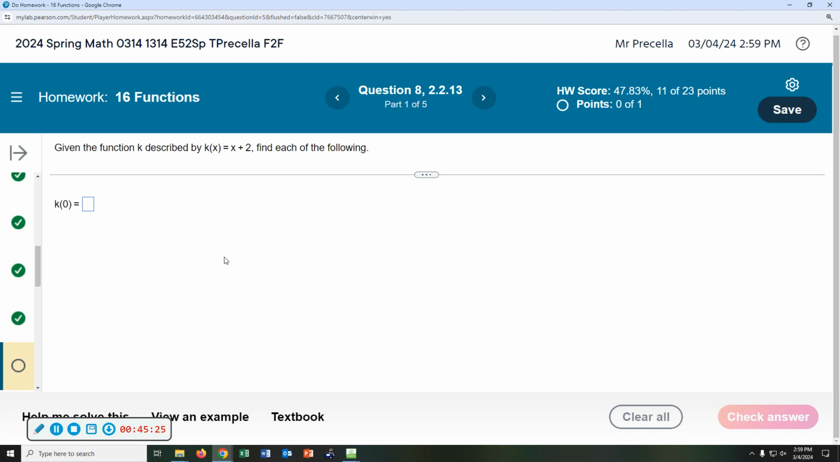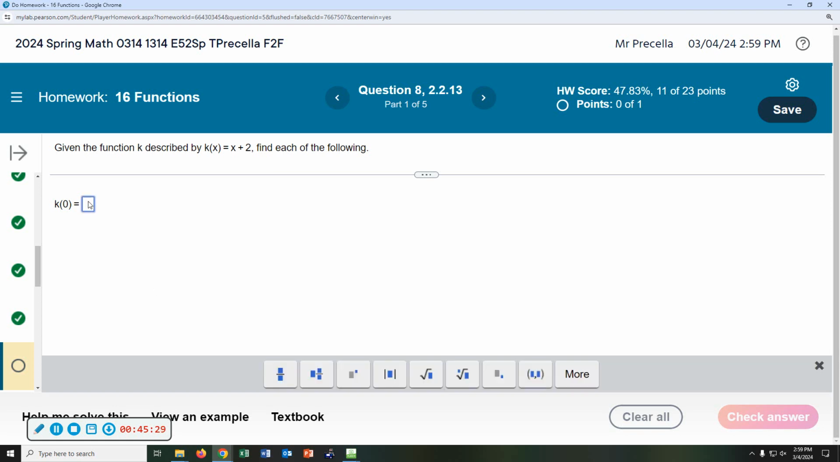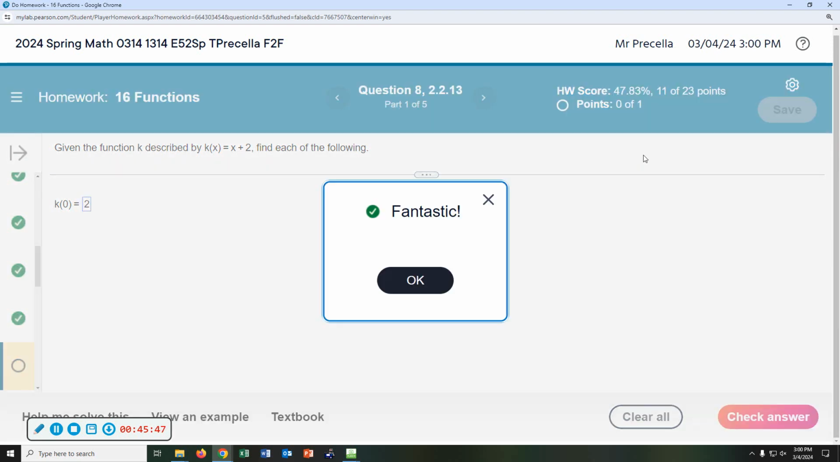And they want us to find k of 0. I think we can do this one without writing it down. K of 0, that says go to k, replace every variable with a 0. What are you going to get? 0 plus 2 is 2. So we can do that without writing anything down.